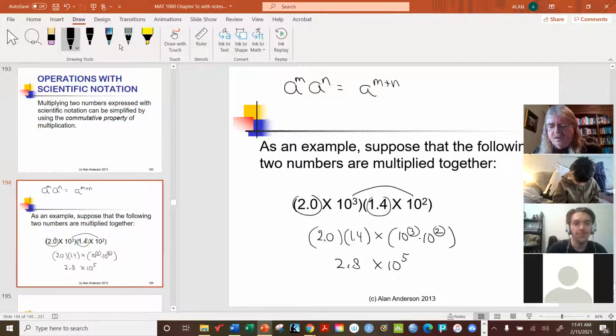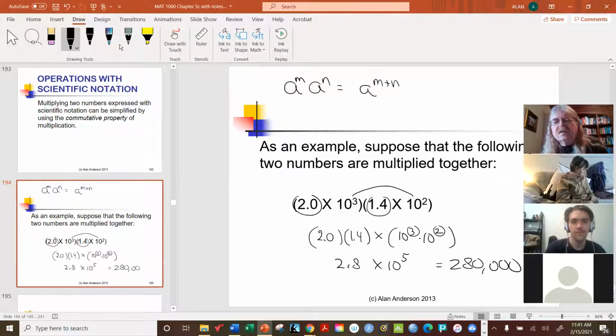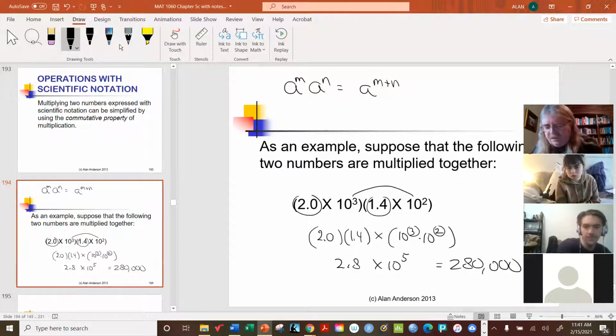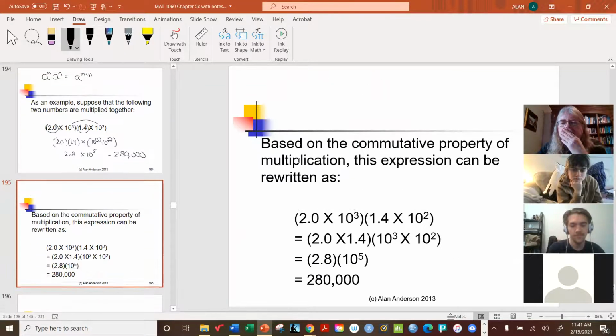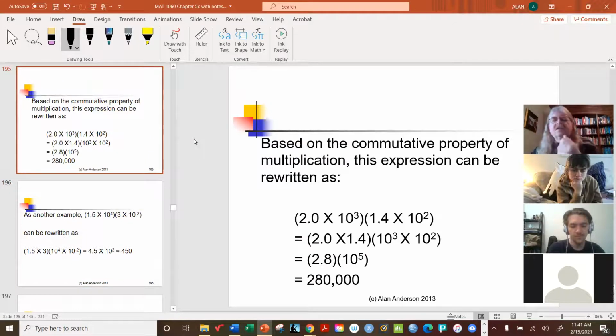I'm going to put 2.0 E3 times 1.4 E2. Now it comes up with the actual number, 280,000. Some calculators can turn this back into scientific notation. I don't think this is one of them. Unless you want to drop $100 on a high-end scientific calculator just for this purpose, I don't think so. So yes, this is all you have to do. And again, this is just what we just did.